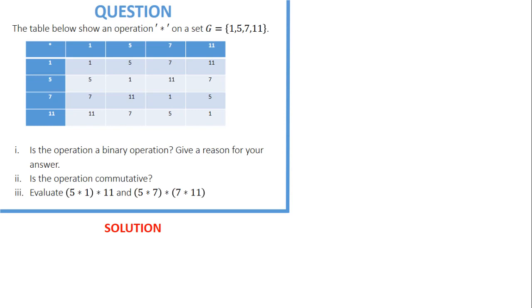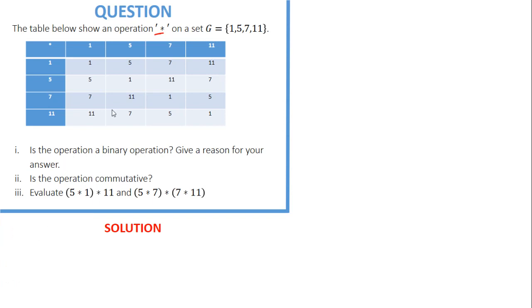The question is, the table below shows an operation which has been defined by the star on a set G is equal to 1, 5, 7, 11. So this is the set which you need to make sure that you take note of. The first question is, is the operation a binary operation? Give a reason for your answer.